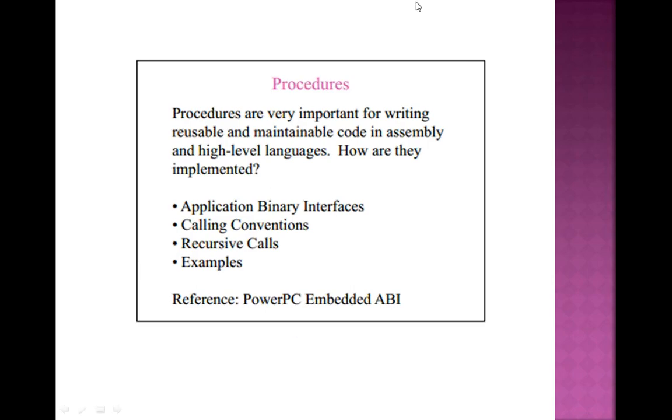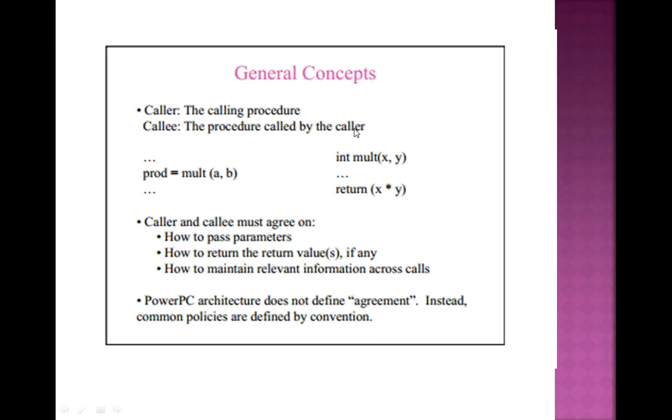Next is your same procedures. Procedures are very important for writing reusable and maintainable code. As I told you, in C, functions are used for writing reusable code. In the same way, procedures are very important for writing reusable and maintainable code in assembly and high-level language. And how are they implemented? They are implemented by using four methods. First one is application binary interfaces, that is ABI, then calling conventions, recursive calls, and then there is an example. These are the general concepts which we can use in procedures.